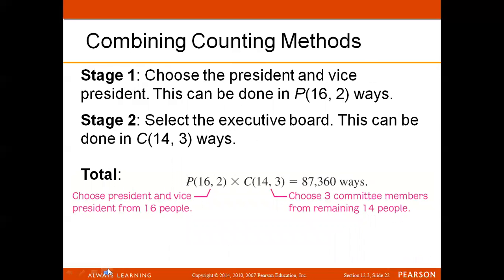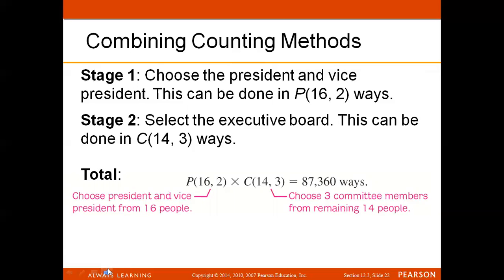Choosing the president and vice president can be done in the permutation of 16 choose 2 ways because there are distinct roles. And selecting the executive board can be done in a combination of 14 choose 3 ways because we've chosen 2 people already. So the number we have to choose from is down to 14, and we are choosing 3. And it's a combination because there are no distinct roles. There's not a president and vice president like there were in stage 1.